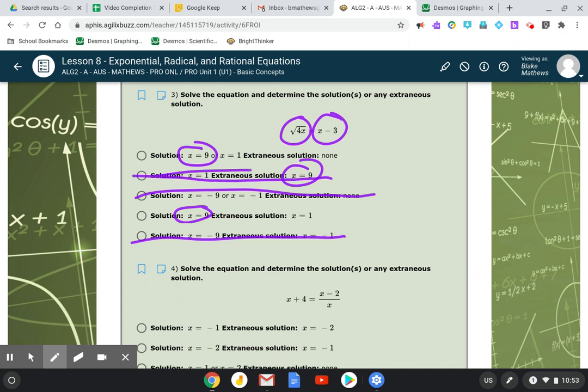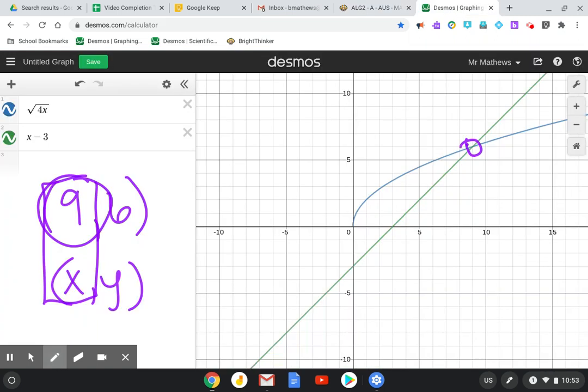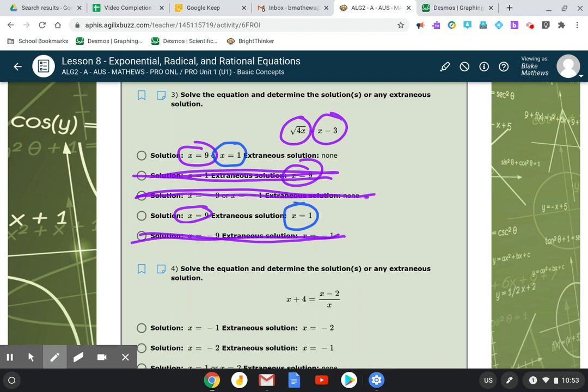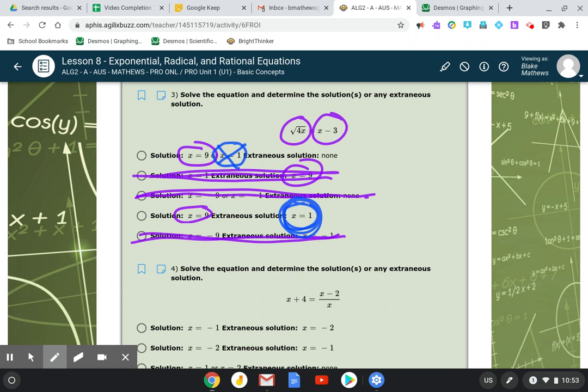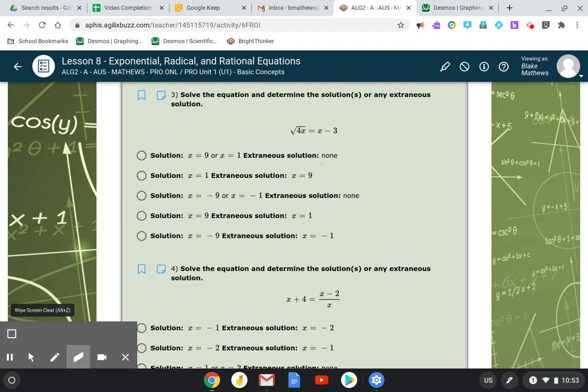So it is not one of the extraneous ones, because remember, extraneous solutions are ones that don't appear on the graph. Then the question becomes, what about this other number? We have x equals 1 here and here, and hopefully, just using logic, you can understand that because there is only one intersection point on our graph, 1 is not a real solution. It is an extraneous solution because it doesn't appear on the graph anywhere. That makes it clear that answer choice D, x equals 9 being a solution and x equals 1 being an extraneous solution, is the correct response for this question.